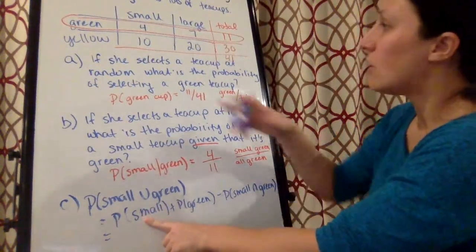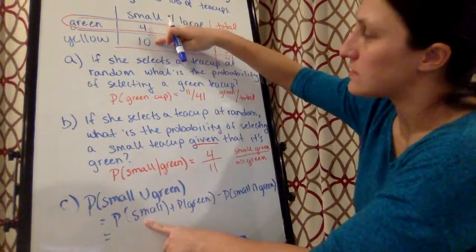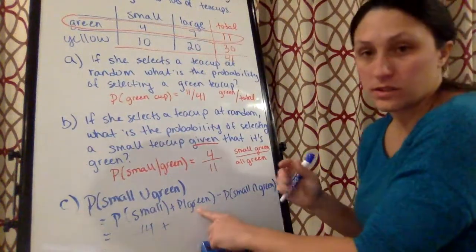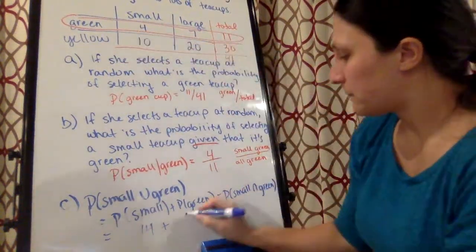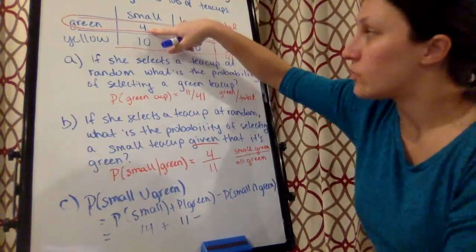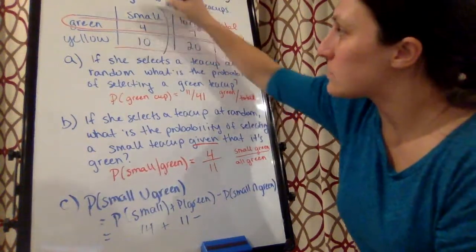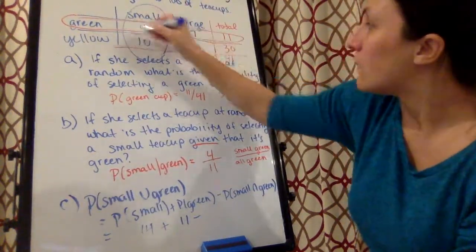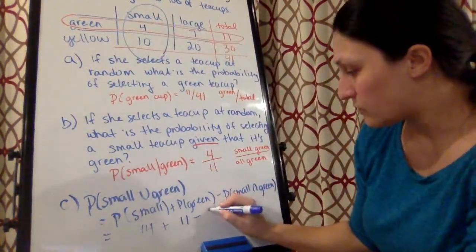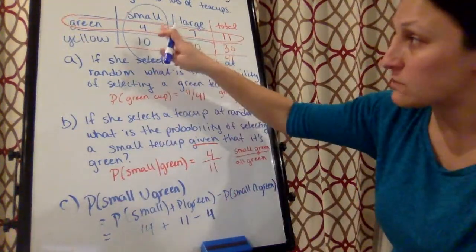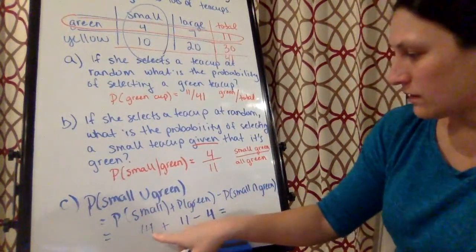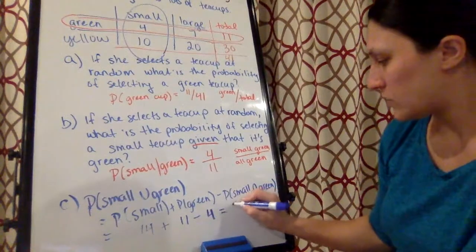How many teacups are small? The total small is 4 plus 10 is 14. So 14 small plus the total number of green is 11. And then minus the ones that we just double counted. These 4 small green ones were counted once right here in all of the small teacups and once right here in all of the green teacups. So we have to subtract 4 so that we only count those 4 small green teacups once, not in both of these. All right, so if you do that, 14 plus 11 minus 4 is 21.